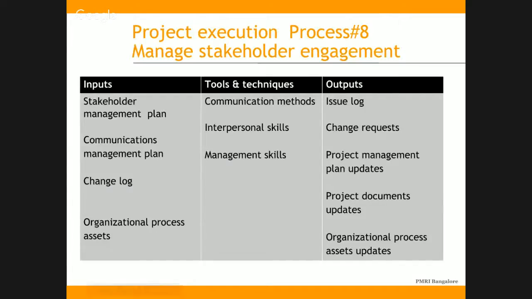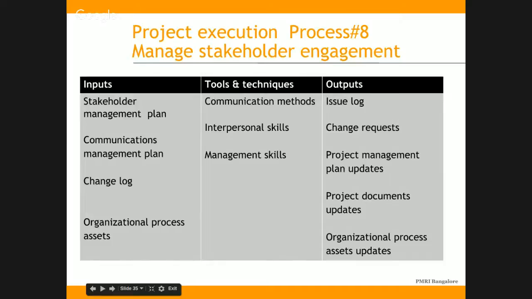Then manage stakeholder engagement. During planning, we prepared a stakeholder management plan, and during execution, we have to manage the stakeholder engagement. The stakeholder management plan is coming as an input. Communications management plan is also coming as an input. Then we have a change log, and we have the organizational process assets coming as an input.